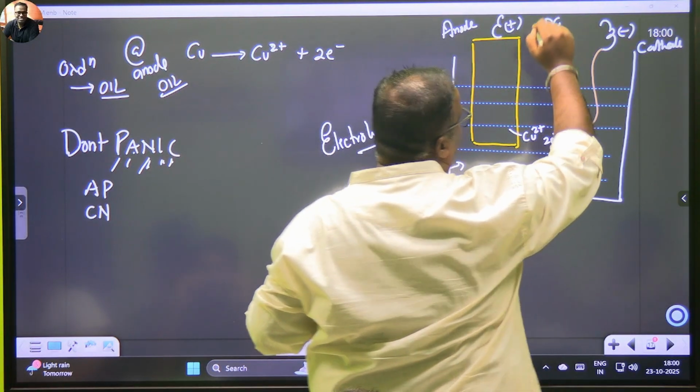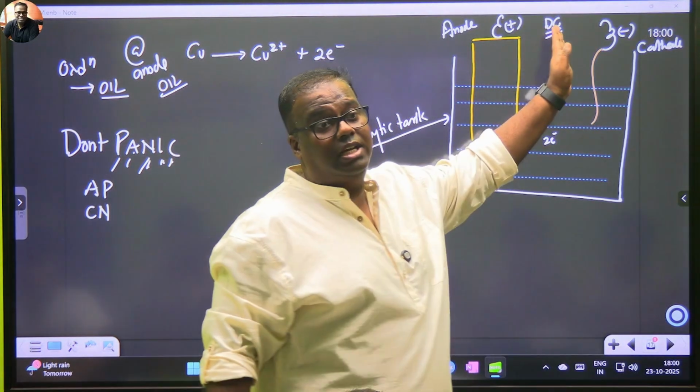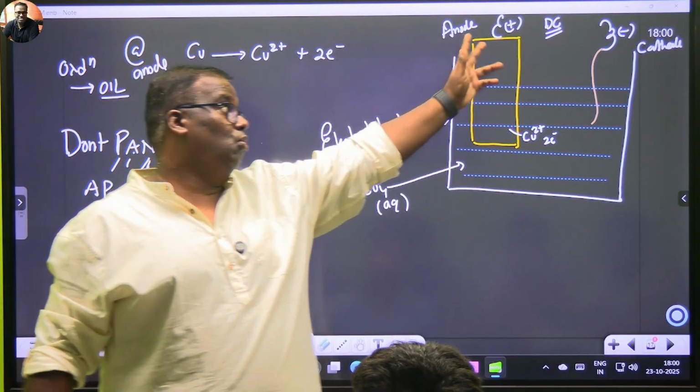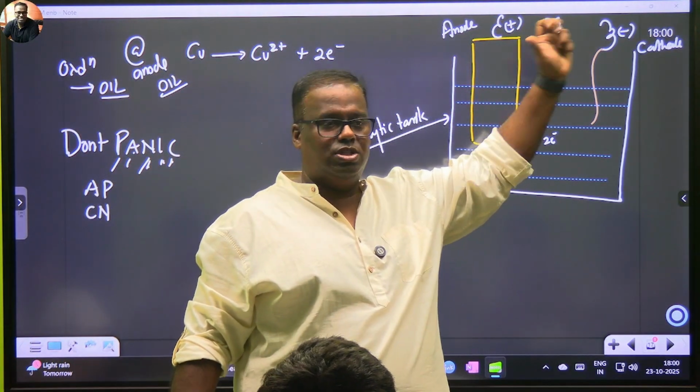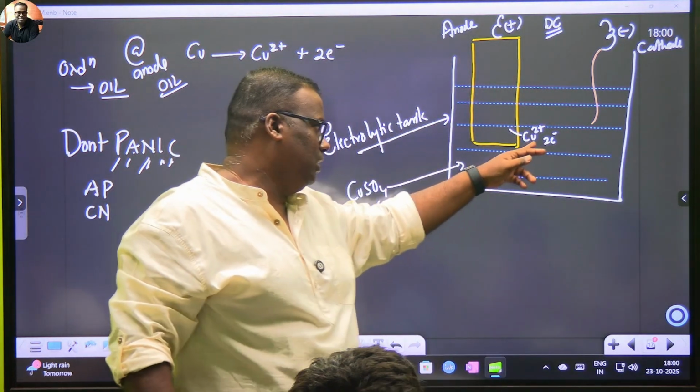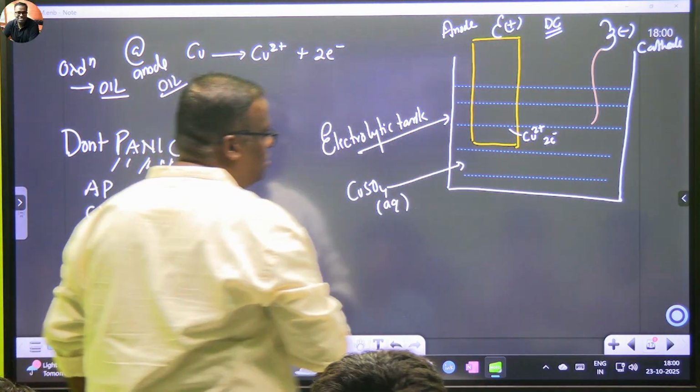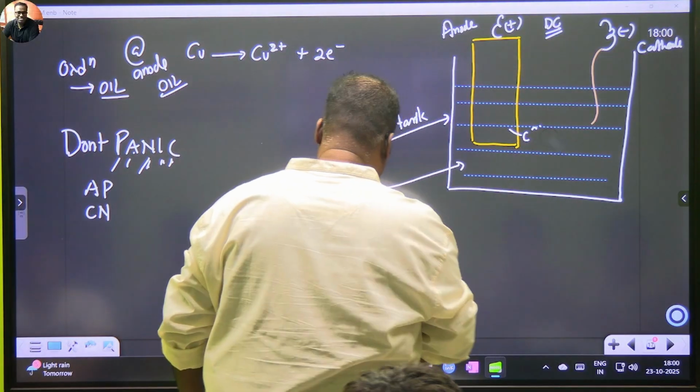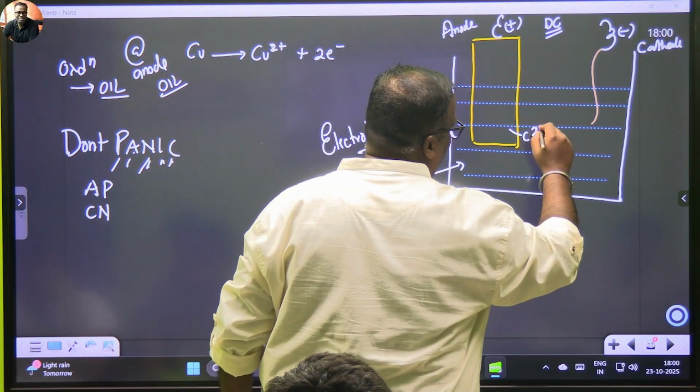Since you are in grade 10, somebody may ask you, is it AC or DC? It is high voltage DC. Nobody produces electrons. The DC source acts as a pump. It's only to kick the electrons and make them move in the circuit. So although I've written the 2 electrons here, these 2 electrons are not to be seen here. They are a part of the external circuit. Have you understood? Cu2+.